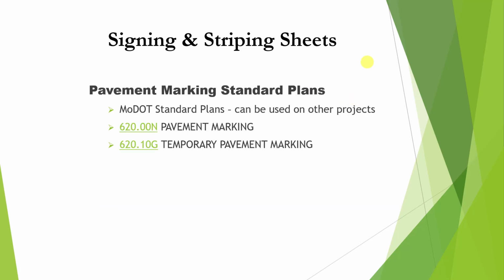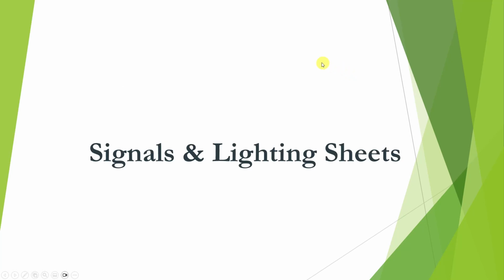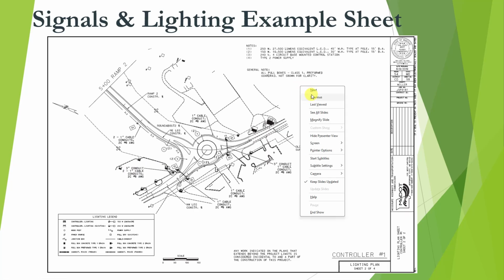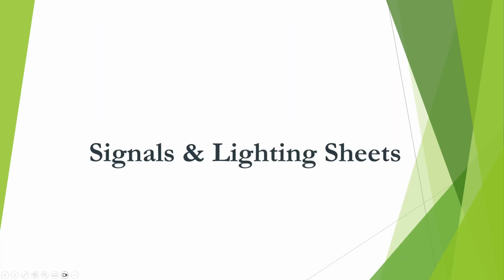And MoDOT standard plans can be used on other projects, and you can check 620 on pavement marking, 620.00N, or 620.10G for temporary pavement marking. And that concludes, let's see, I think I got one more slide. I don't know. Let me go back. That concludes that section.